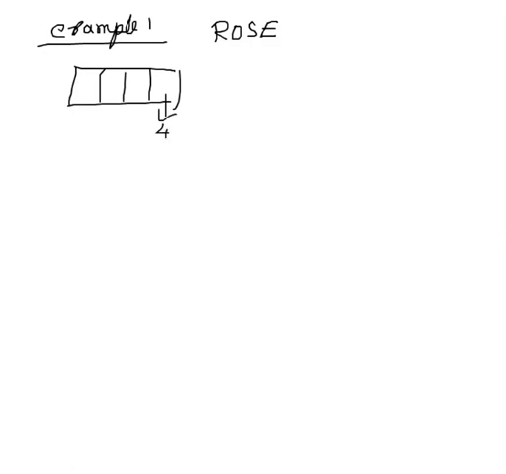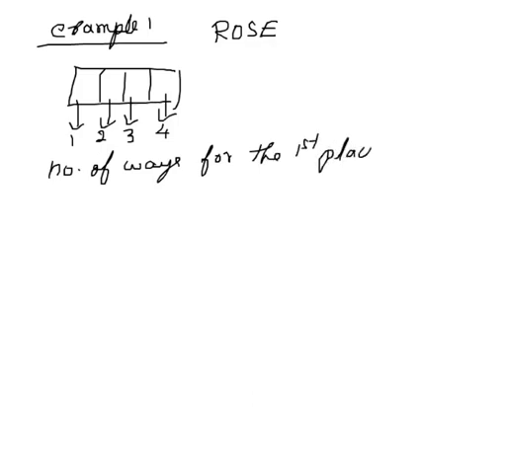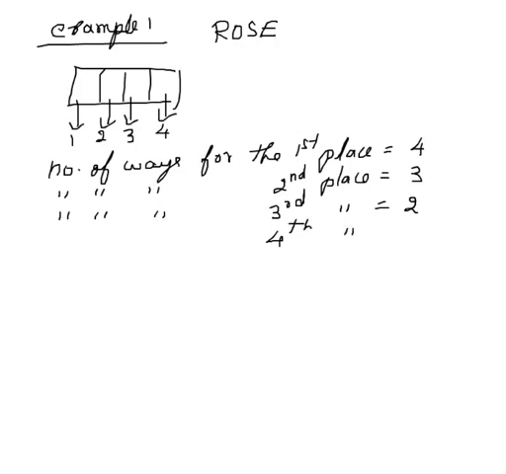So this can be filled up in 4 ways. No repetition, so 3, 2 and 1. Number of ways for the first place is equal to 4. Number of ways for the second place is equal to 3. And number of ways for the third place is equal to 2. And for the fourth place it is 1.